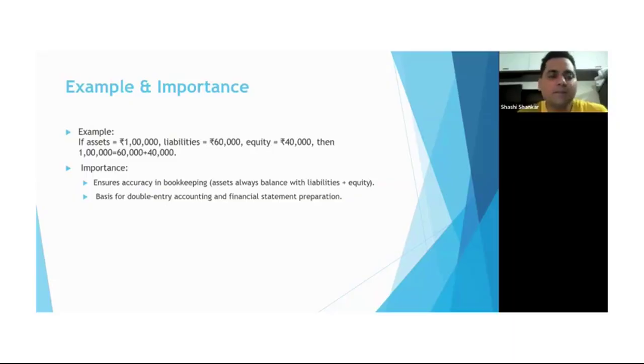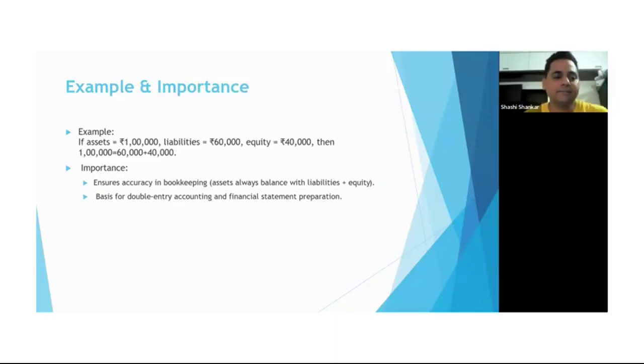In another example, if liability and equity are there, now we have to identify the assets. In the similar example, liability is 60,000 and equity is 40,000, then asset is equal to liability plus equity, which is 60,000 plus 40,000, so asset is equal to 1 lakh. These are pretty simple equations, but that is the base or backbone of accounting.